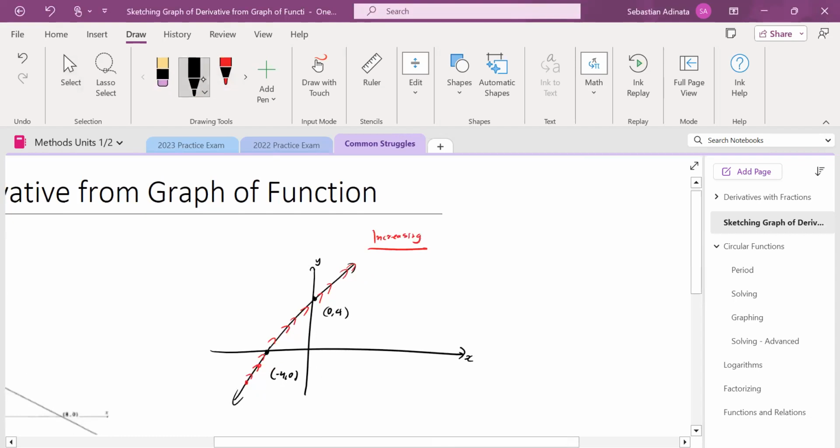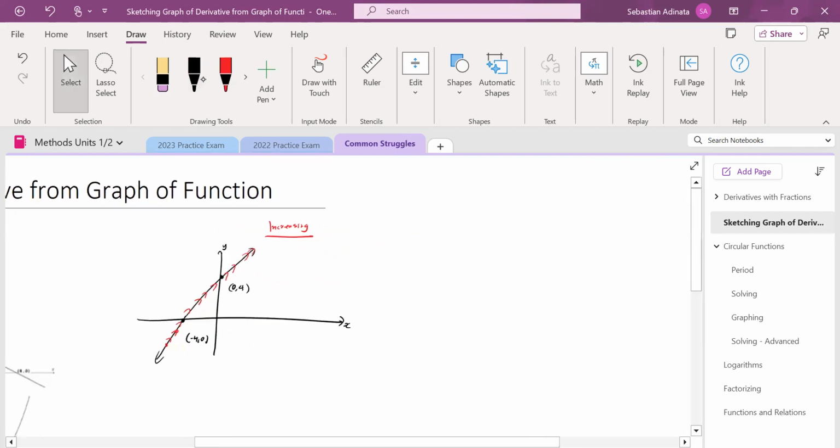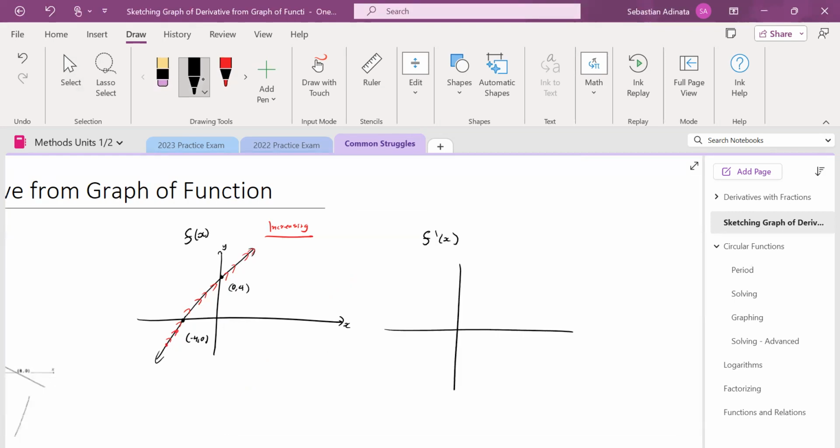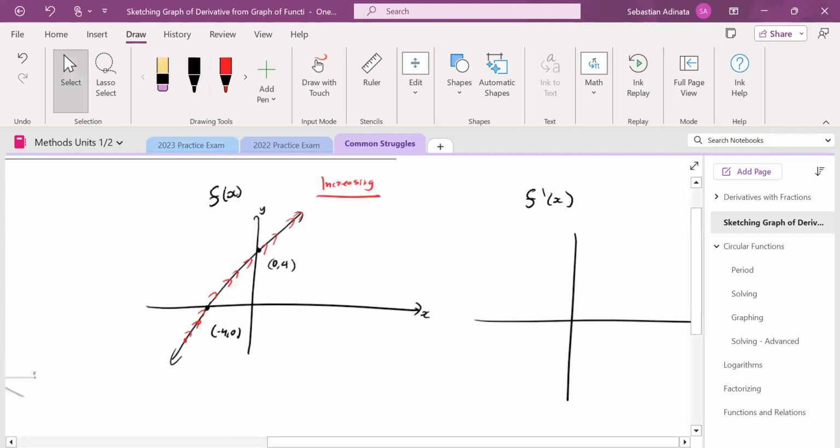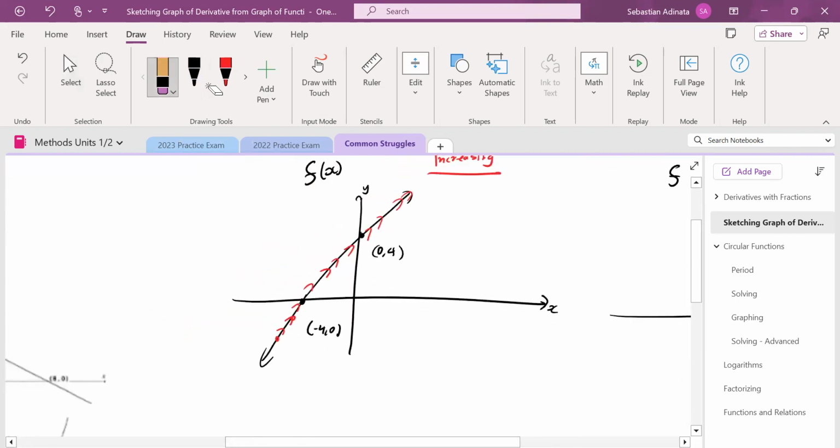Now, not only is it increasing, it's increasing forever. There are no other turning points. There is no change in derivative, meaning that the derivative will be positive always, meaning it will be on this side of the graph forever. Since it's a straight line, we can tell that this derivative is the same everywhere. Common way we can check it is rise over run.